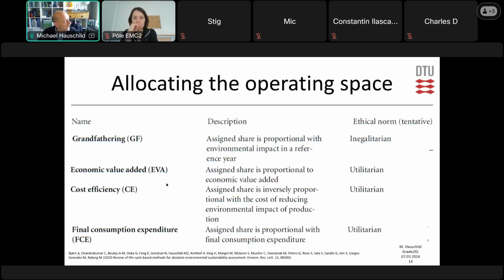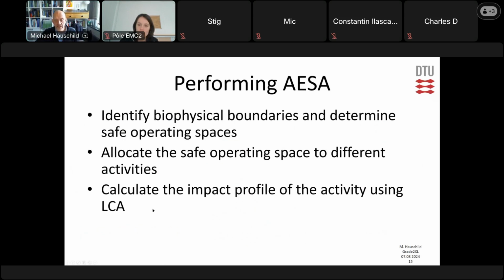This is actually used in one of these absolute sustainability assessment approaches that are out there. The science-based targets, you may have heard about it. It's where companies commit themselves to reducing their impacts according to the Paris Agreement, and there grandfathering is used to determine what is the space that each company has. Another approach is economic value added, where you assign a space according to the activity's share in the total economy. So if cement production, let's say again, is 2% of the global economy, cement production gets 2% of the space. Okay, these were two principles, and these are the ones you'll see used in the next example.